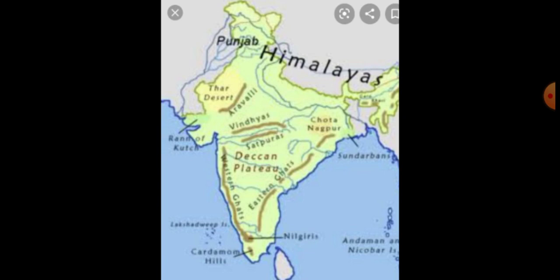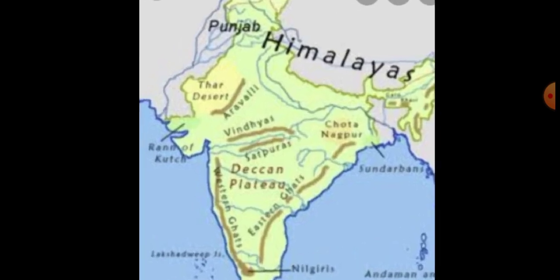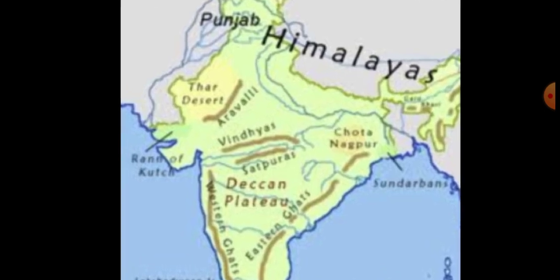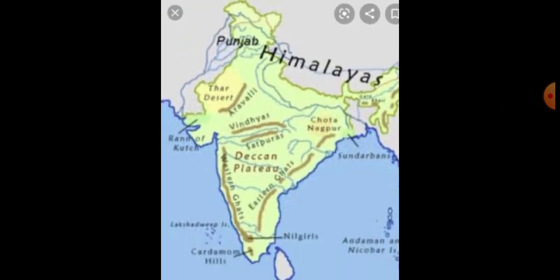In the first map you have to do the mountain ranges of Aravalli, Vindhya and Satpura. Just see the map, students. Aravalli is nearby the Thar desert, on the border of the Thar desert. This Aravalli mountain hides the Thar desert, and because of that, the Thar desert does not get rainfall. Then nearby, the Vindhya ranges are there, and nearby the Satpura ranges are there.